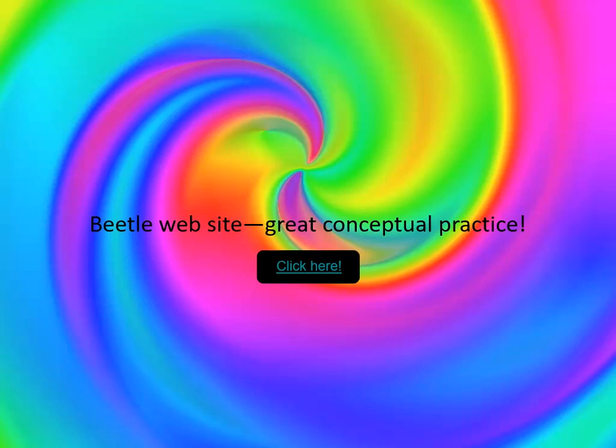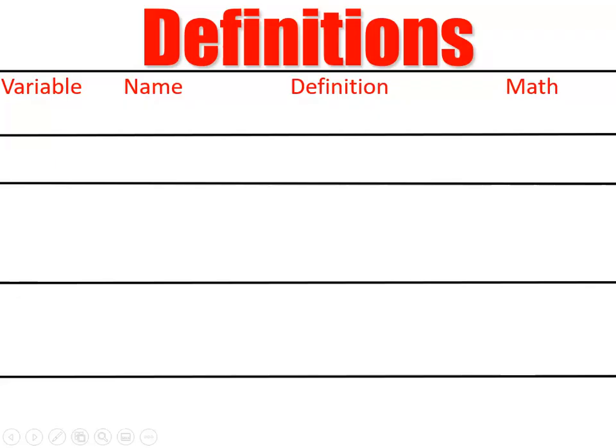Now, if you want further conceptual practice on this, we'll try to remember to post the link to this website that was created by Tony Wayne, where he has this practice involving a ladybug's motion across a number line, and you would practice graphing its motion in that case, so you can get some more practice that way. Now, we need to make some definitions.